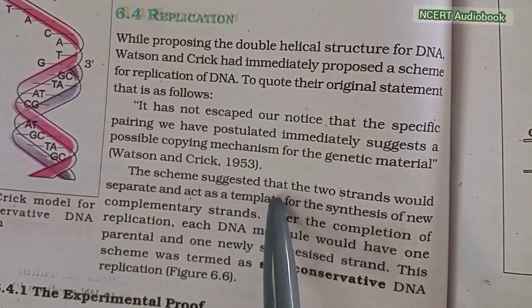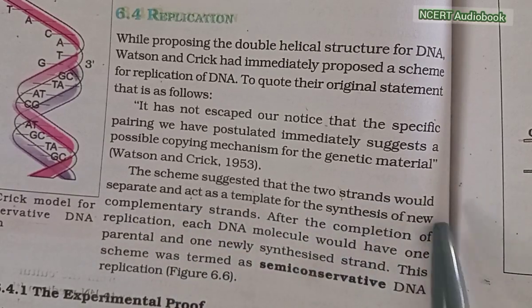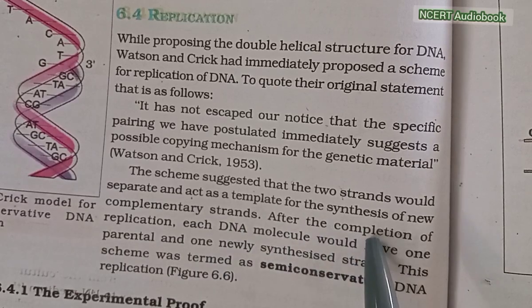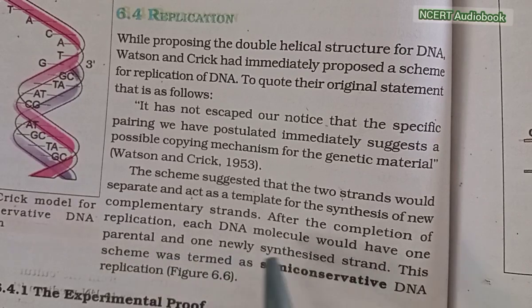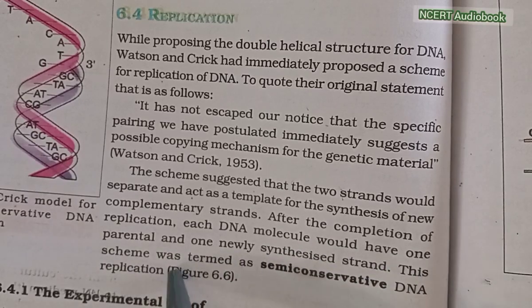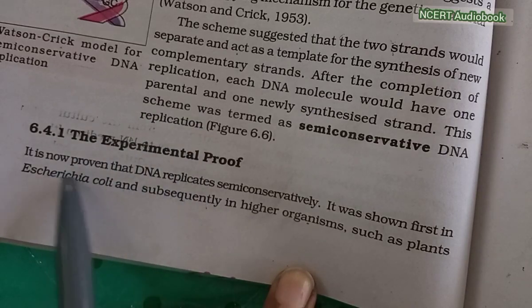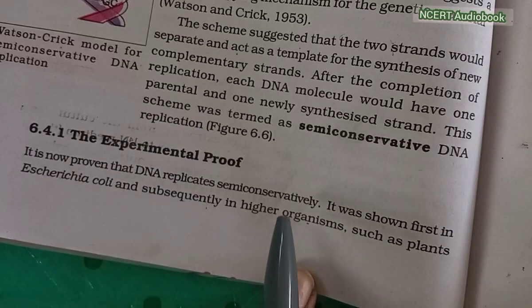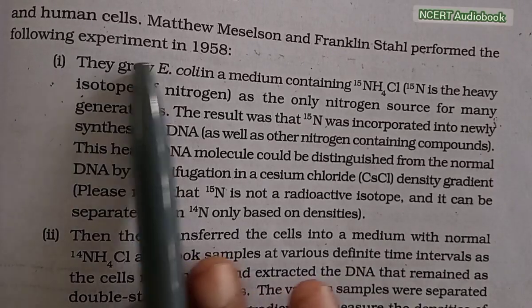The scheme suggested that the two strands would separate and act as a template for the synthesis of new complementary strands. After the completion of replication, each DNA molecule would have one parental and one newly synthesized strand. This scheme was termed semi-conservative DNA replication. The experimental proof: it is now proven that DNA replicates semi-conservatively. It was shown first in Escherichia coli and subsequently in higher organisms such as plants and human cells.